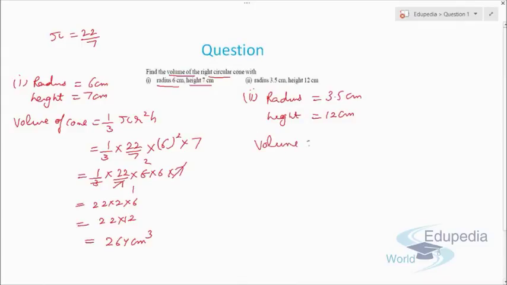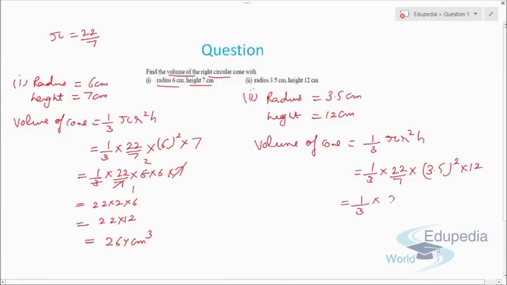So we can say that volume of cone is 1 by 3 pi r square h. So this will be equals to 1 by 3 into 22 by 7 into r is 3.5 square into h is 12. So this will come out to be 1 by 3 into 22 by 7 into 3.5 times 12, right? So this and this will cancel and this will cancel. So this will come out to be 22 times 0.5 times 3.5 times 4. Right, so when you multiply it, it will come out to be 154 centimeter cube. So this is how we can use the volume of cone to solve various different types of question. So let's discuss the next question, which is question number two.